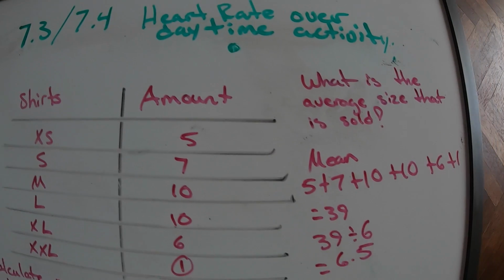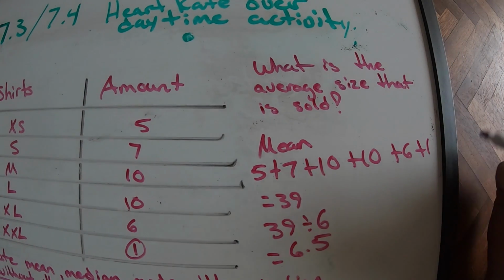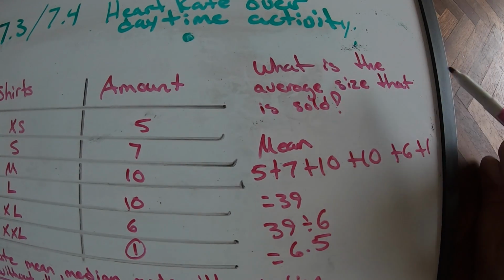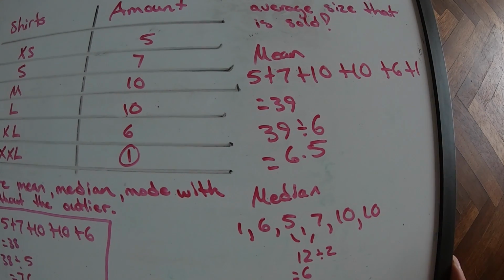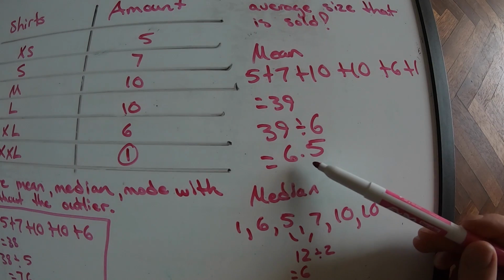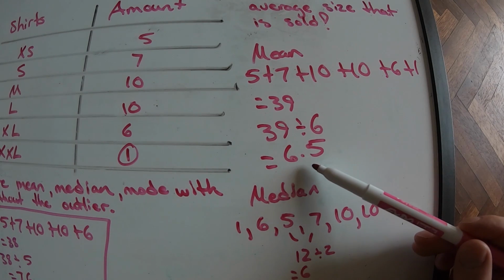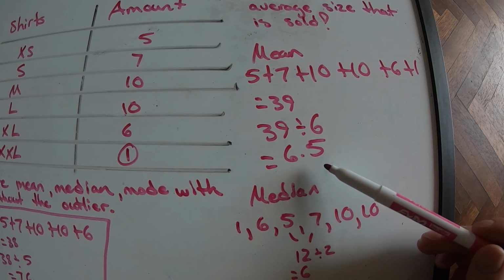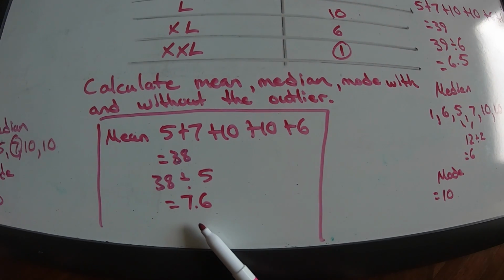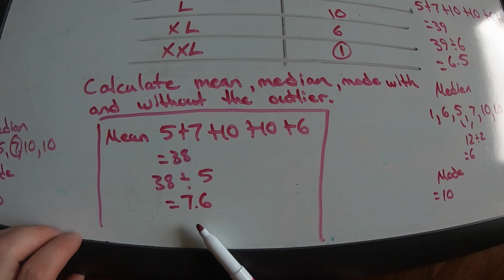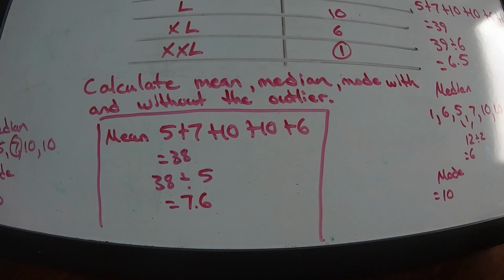So now that we've done all the work, going back to the original question, what is the average size that is sold? So we have some information to sort of pick through. Our mean with the outlier is 6.5 shirts. With the outlier removed, it says that we have 7.6 shirts that we sell on average.